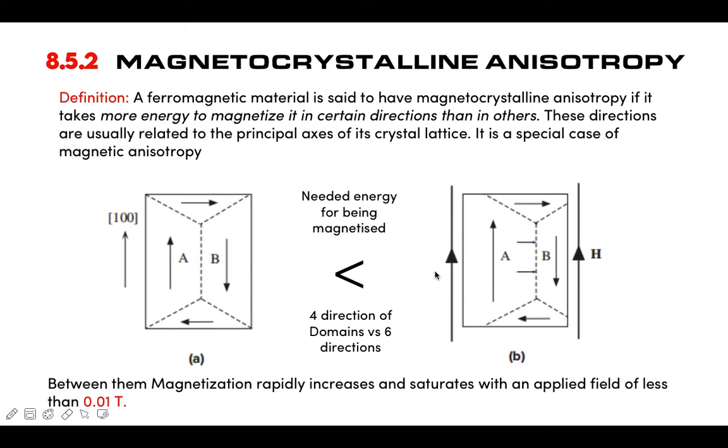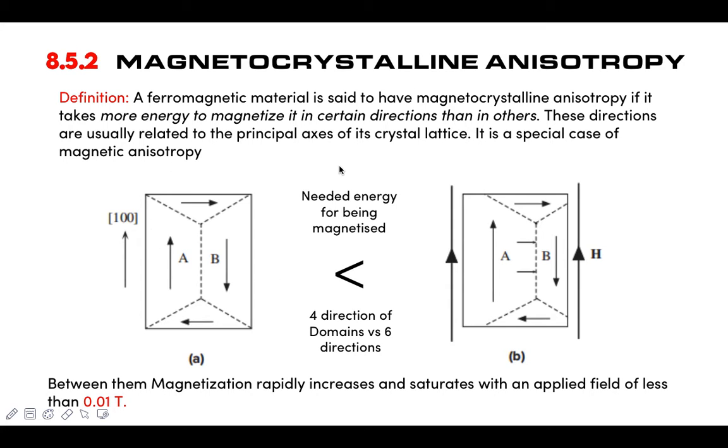So, magnetocrystalline anisotropy. A huge name, a big part to understand. The definition is: a ferromagnetic material is said to have magnetocrystalline anisotropy if it takes more energy to magnetize it in a certain direction than in others. The directions are usually related to the principal axes of the crystal lattice. It is a special case of magnetic anisotropy.